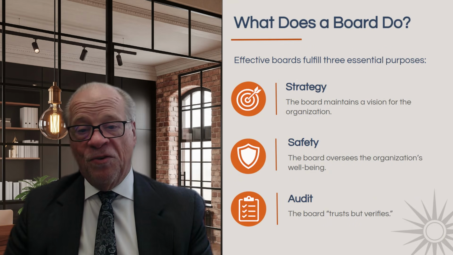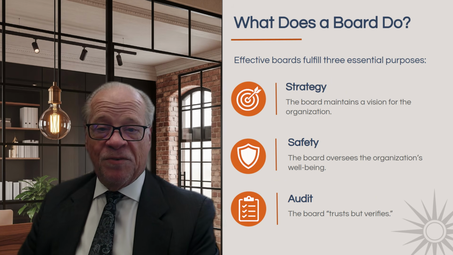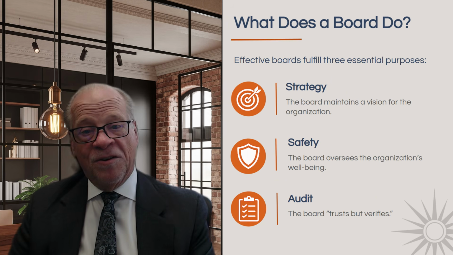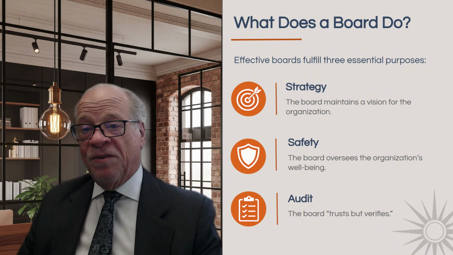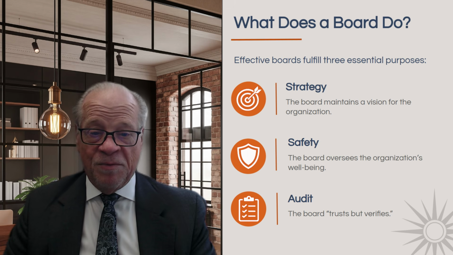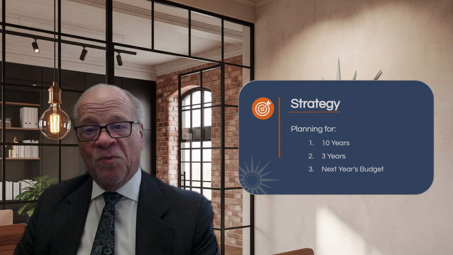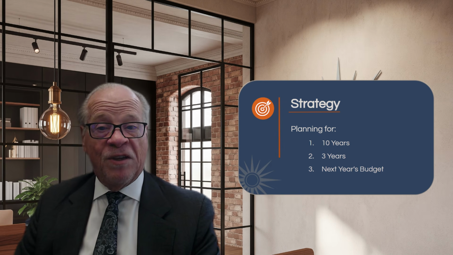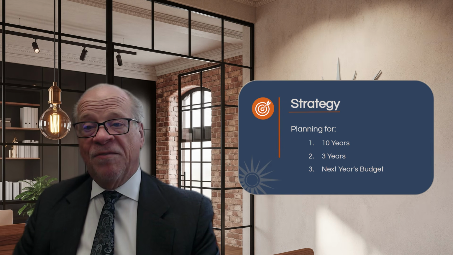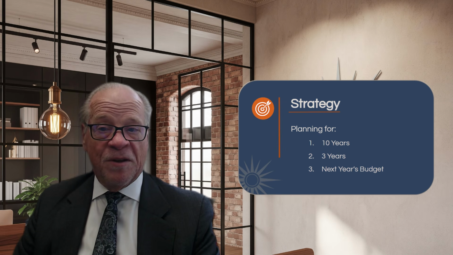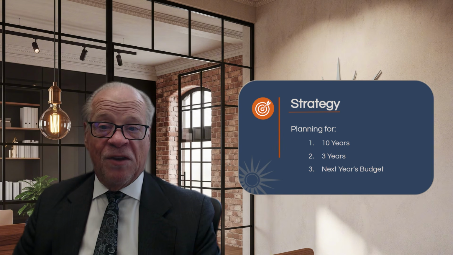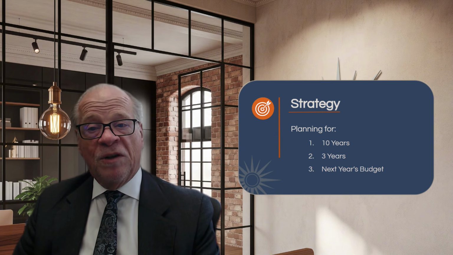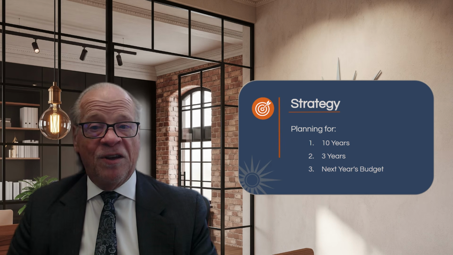They're to oversee strategy, to oversee safety, and to audit. And our later videos go into these in much greater detail. I want to just give a very brief summary of those before we get into it. On the strategy part, the primary areas where an organization shows strategy at its board meetings is to have a very strong concept of what you'd like the organization to look like 10 years from now. That is, how does it fulfill its purpose? What do you want it to accomplish the next 10 years?